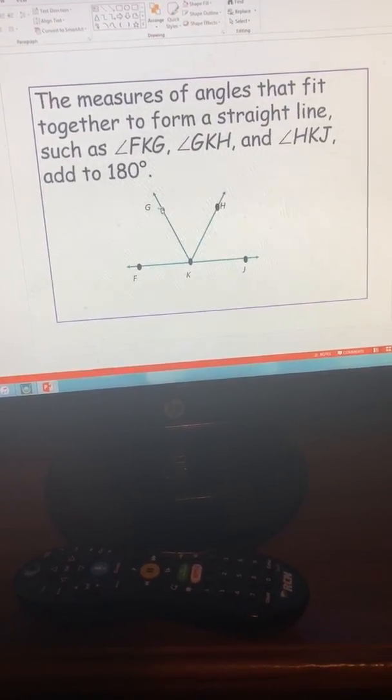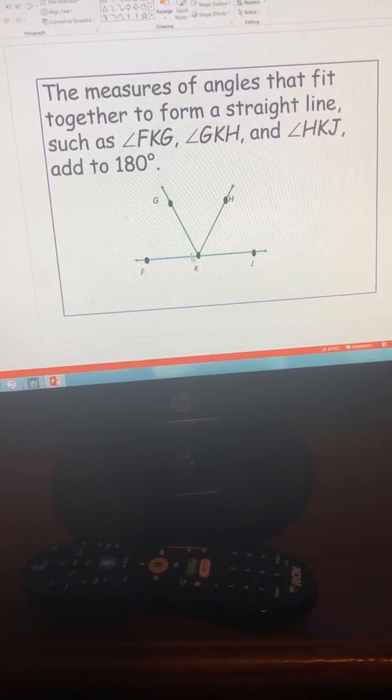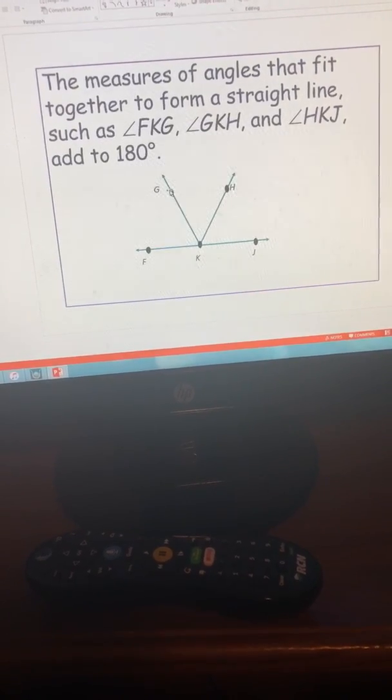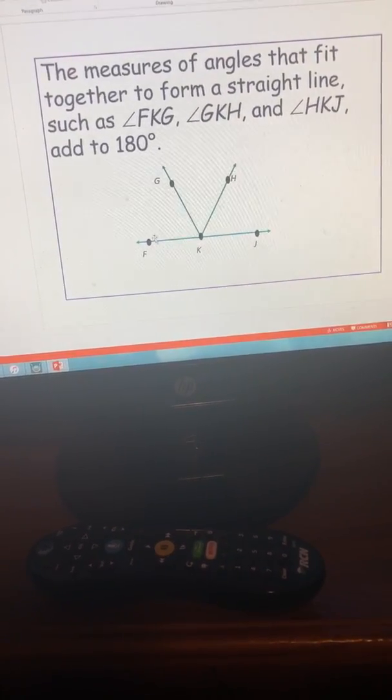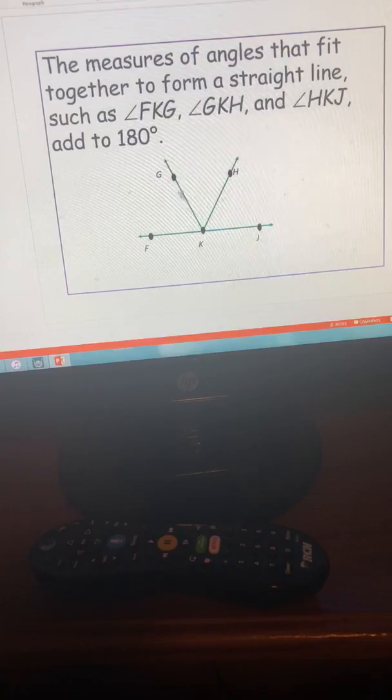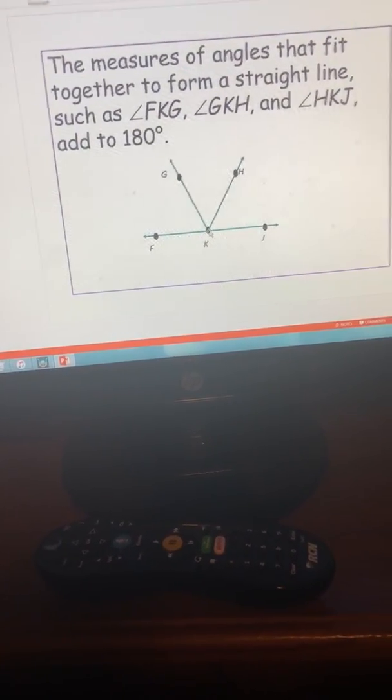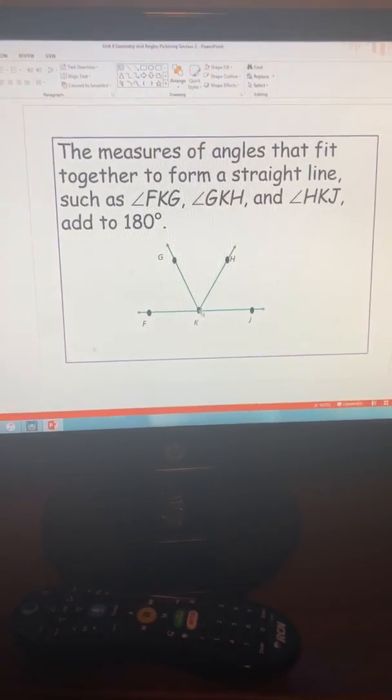And notice that when we name an angle, we use the middle letter, always goes in the middle. So for example, GKF, okay, you could say FKG, or you could say GKF. The middle letter is always the middle vertex here. And to classify an angle, we always use 3 letters.